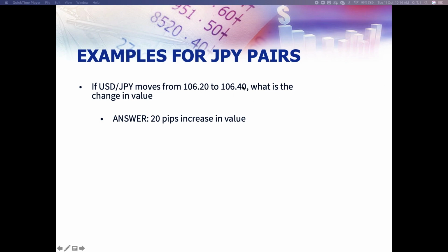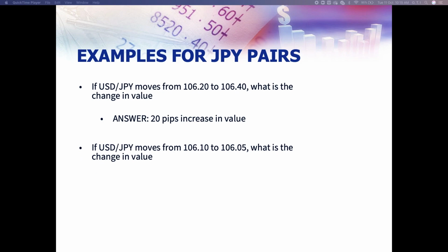All right. So what is the change in value? There has been an increase of 20 pips in value, right? Let's go through another example. Now, if USD/JPY moves from 106.10 to 106.05, what is the change in value? Now I believe you guys can easily get it, right? There was a 5 pip decrease in value.